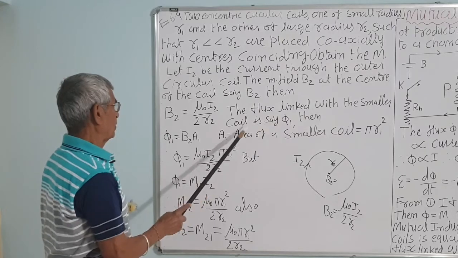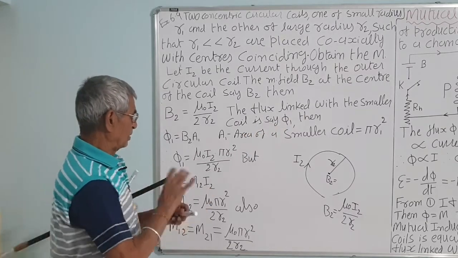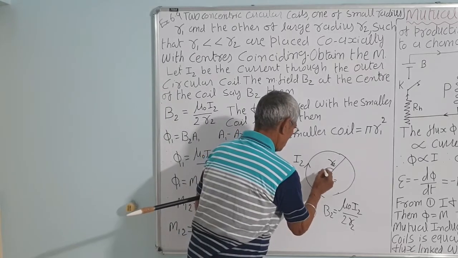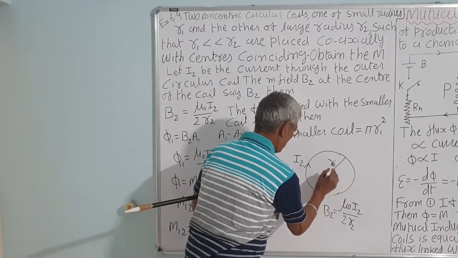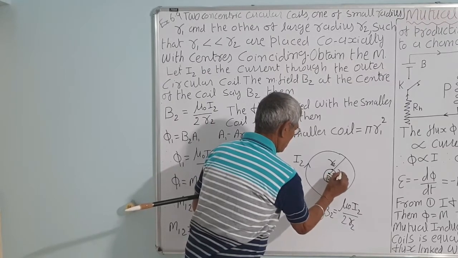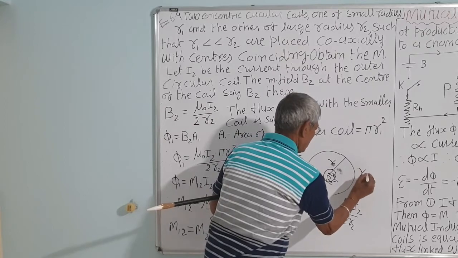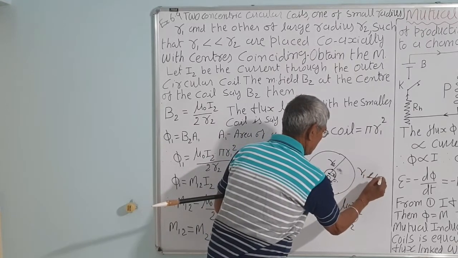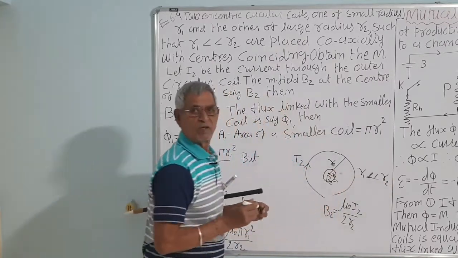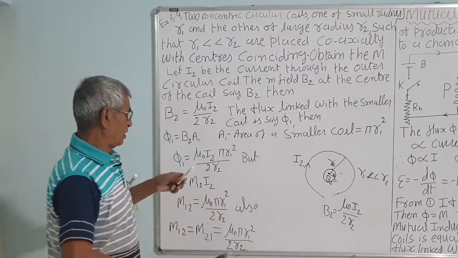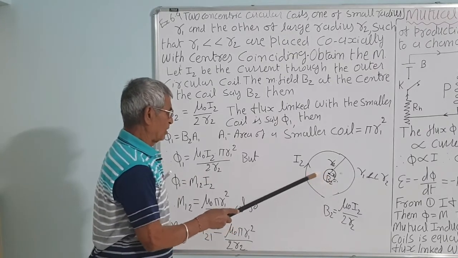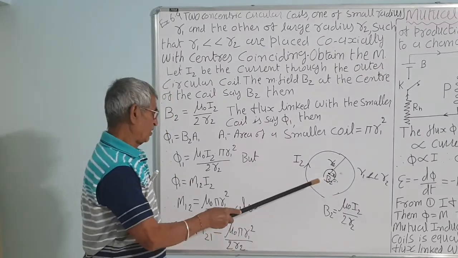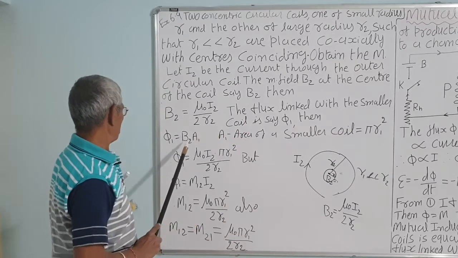The flux linked with the smaller coil is, say, phi 1. There is a smaller coil of radius R1, with the same center. R1 is very less than R2. So the inner coil is very small, its radius is very small. So the magnetic field B2 can be considered almost the same in this area, so the flux linkage will also be almost the same.